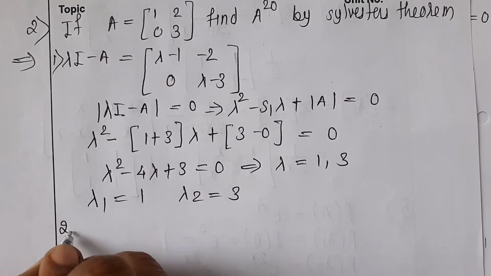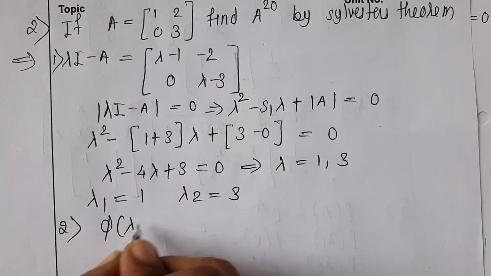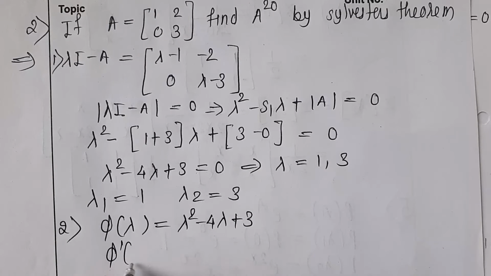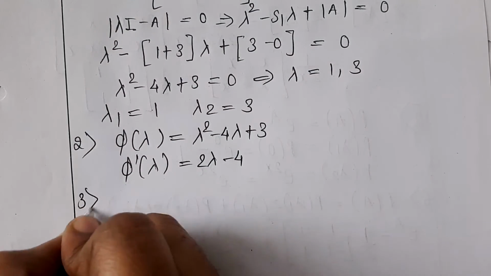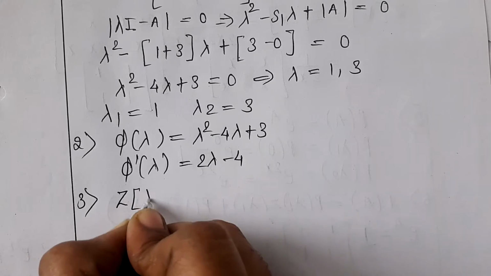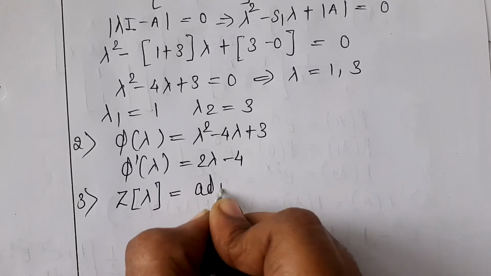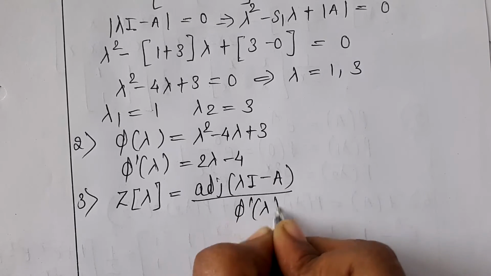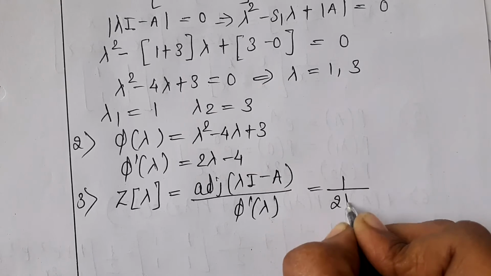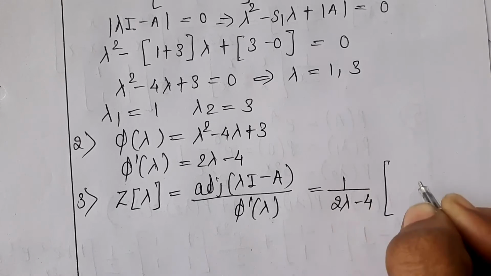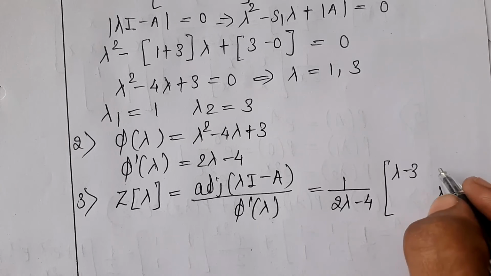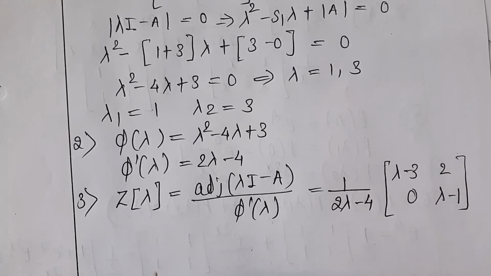So here the second step is phi of lambda. Phi of lambda is lambda square minus 4 lambda plus 3. Then phi dash of lambda is 2 lambda minus 4. So the third step is to find out Z of lambda, which is the adjoint of lambda I minus A divided by phi dash of lambda. So phi dash of lambda gives 1 upon 2 lambda minus 4, and the adjoint matrix is obtained by interchanging the diagonal elements. So here we get lambda minus 3 and lambda minus 1, and changing the sign of the non-diagonal elements.